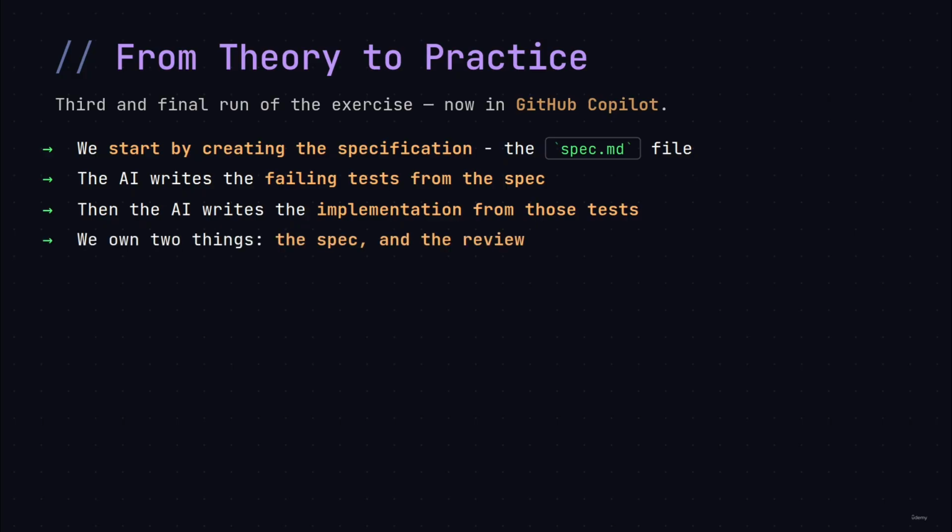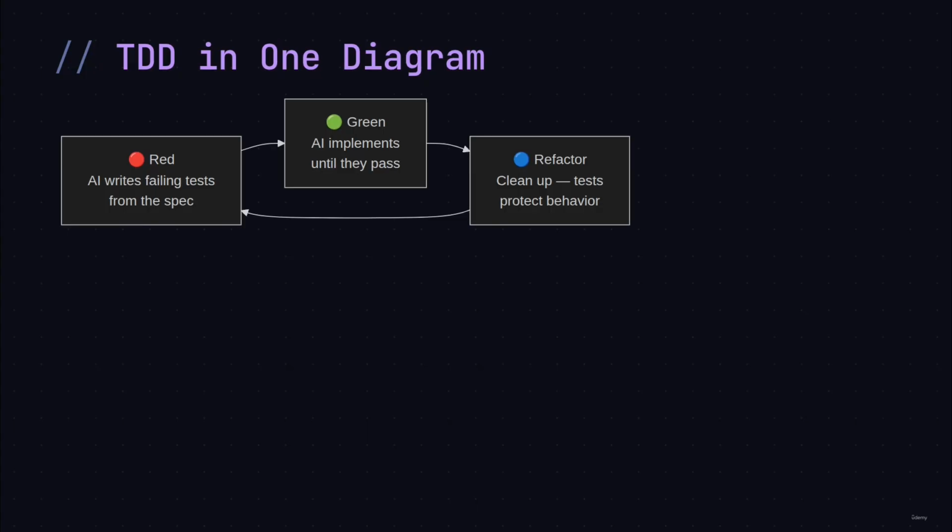And then finally, we need to remember that we own two things. We create the spec and we review the failing tests, and then we review the implementation from those tests, and we also review if those tests are passing. Now let's look at the TDD diagram again so that it makes more sense.